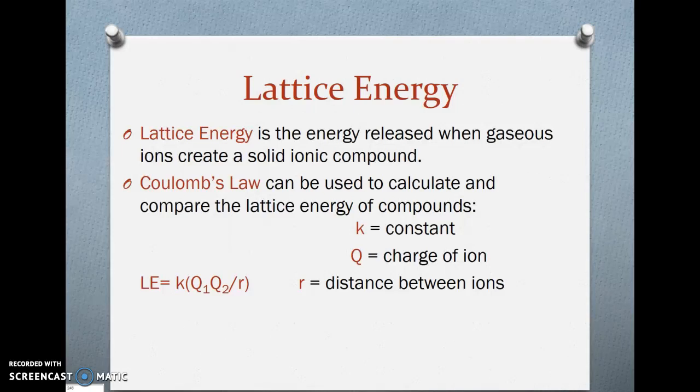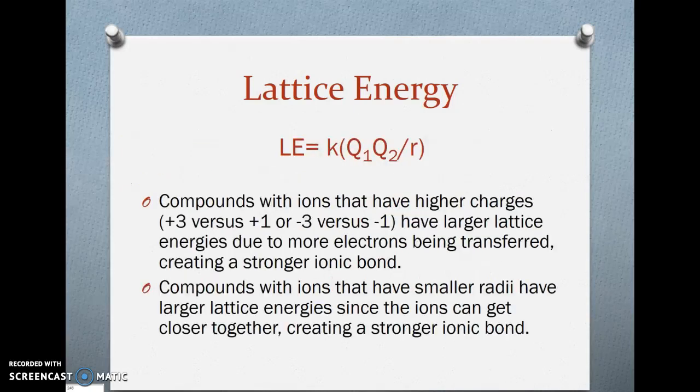We just need to know this formula and to be able to determine what's going to have the most amount of energy. So there's that formula again. And compounds with ions that have higher charges, like a +3 or +1 versus a -3 or -1, have a larger lattice energy. It's due to more electrons being transferred, creating a stronger ionic bond. So since there's more electrons involved, that bond's going to be a lot stronger and harder to break.